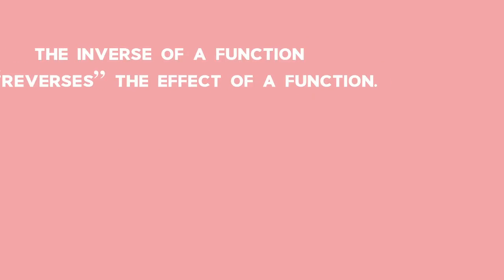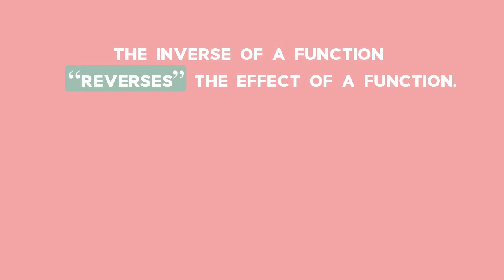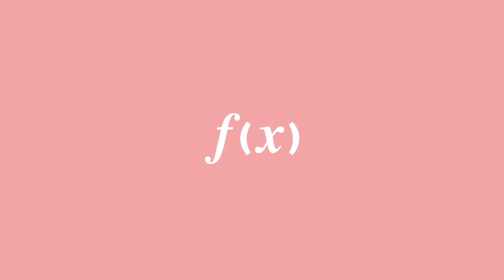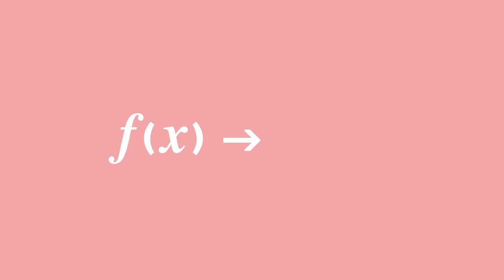The inverse of a function undoes or reverses the effect of a function. To find the inverse of a function, you can work out a rule that works from the range back to the domain. This rule describes the inverse of the function. If you know the function f of x, you can use these steps to work out the inverse function.